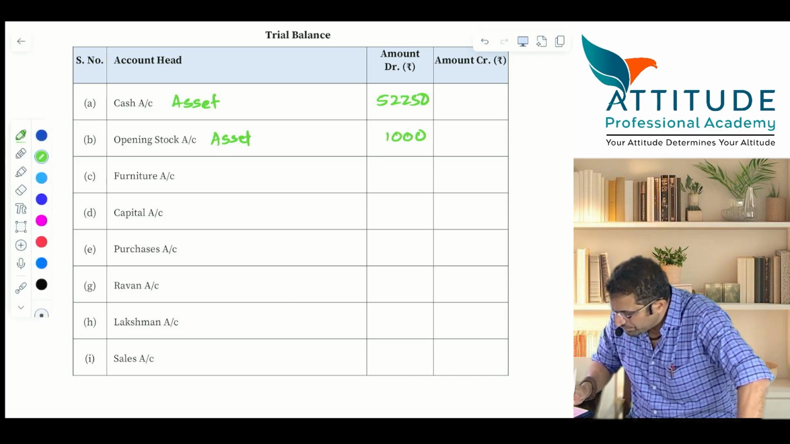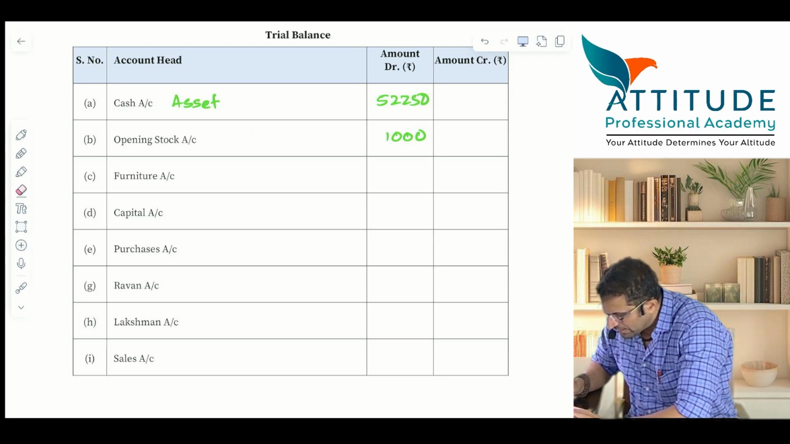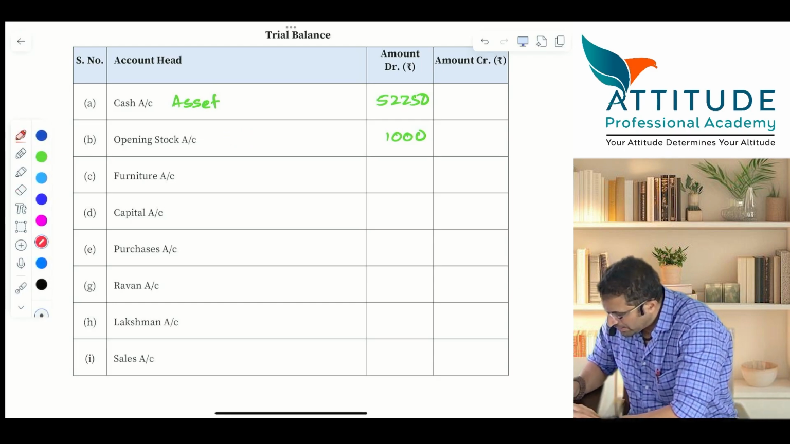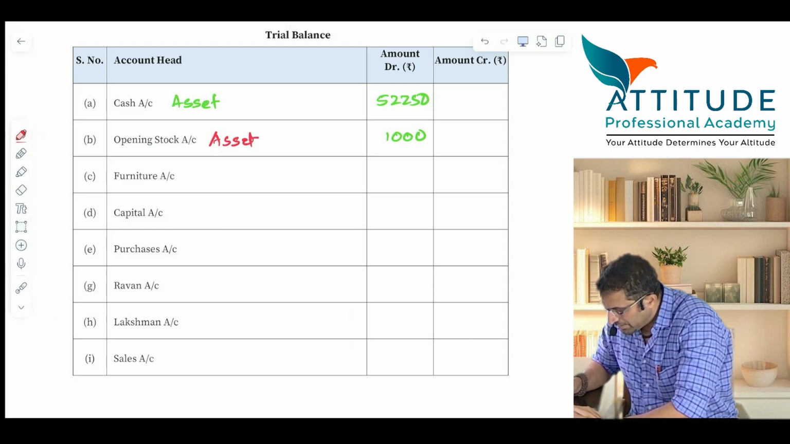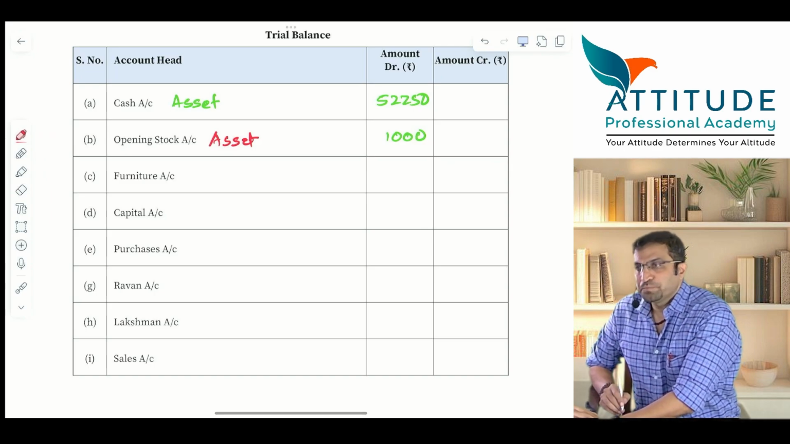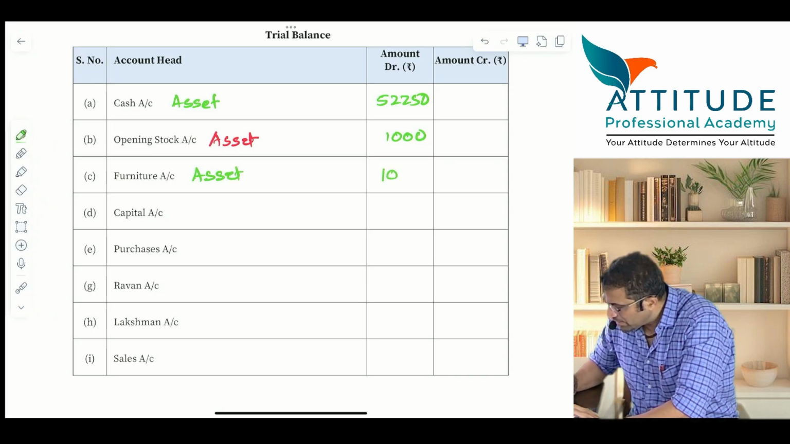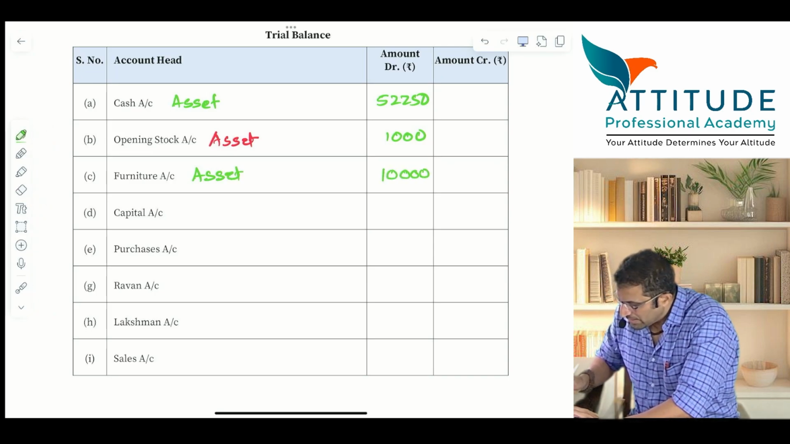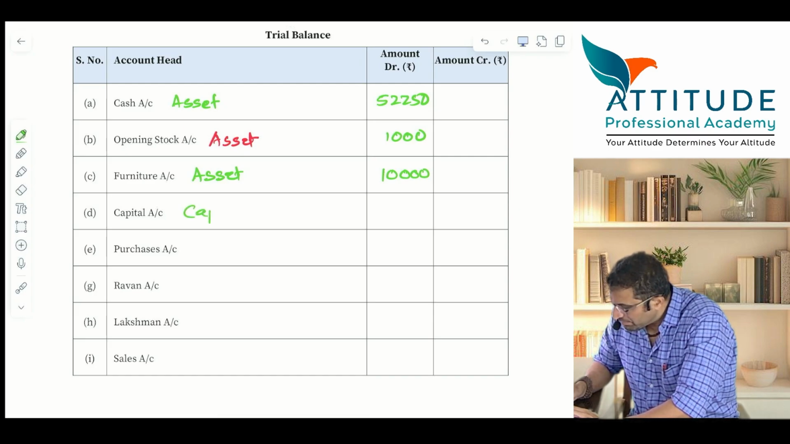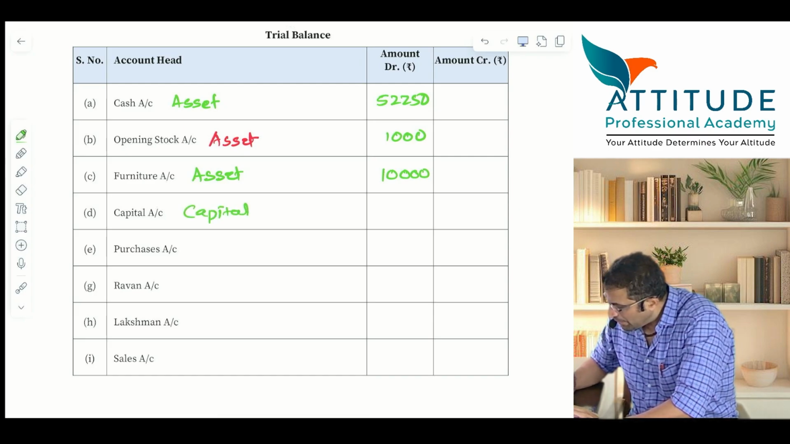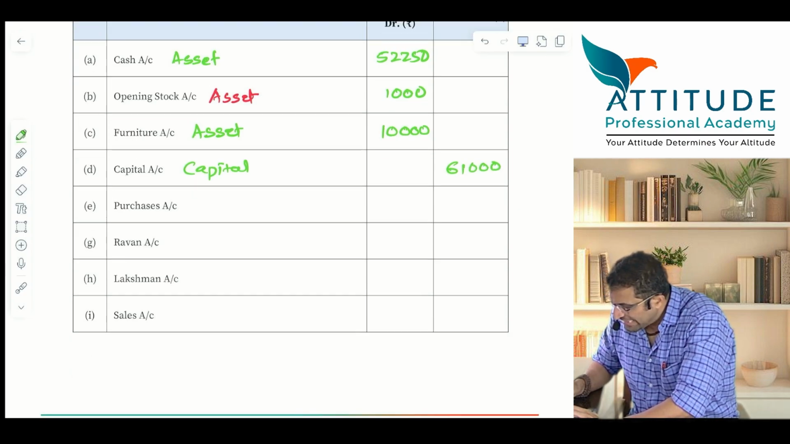1000. Now wait. Stock is also an asset, right? Okay. Asset. Next. Tell me. Furniture. Furniture is an? Very good. Furniture is an asset and it is showing a debit balance of how much? 10,000. Next. Capital is a? Capital. It will show how much? 61,000. Next account. Purchase is an?